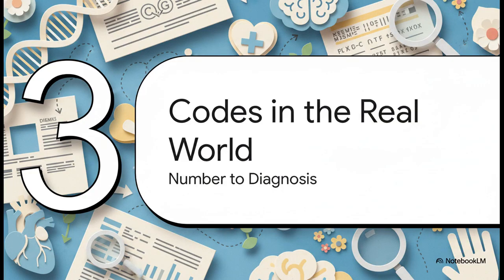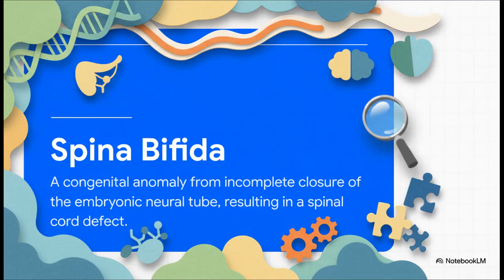So we get the rules now. Let's take a look at how these codes go from being just abstract numbers on a page into a really detailed picture of a person's health. Let's talk about spina bifida. This is a condition where the spinal column doesn't close all the way during development. Now, this isn't some simple one-size-fits-all diagnosis. So how does a coding system capture that kind of complexity?